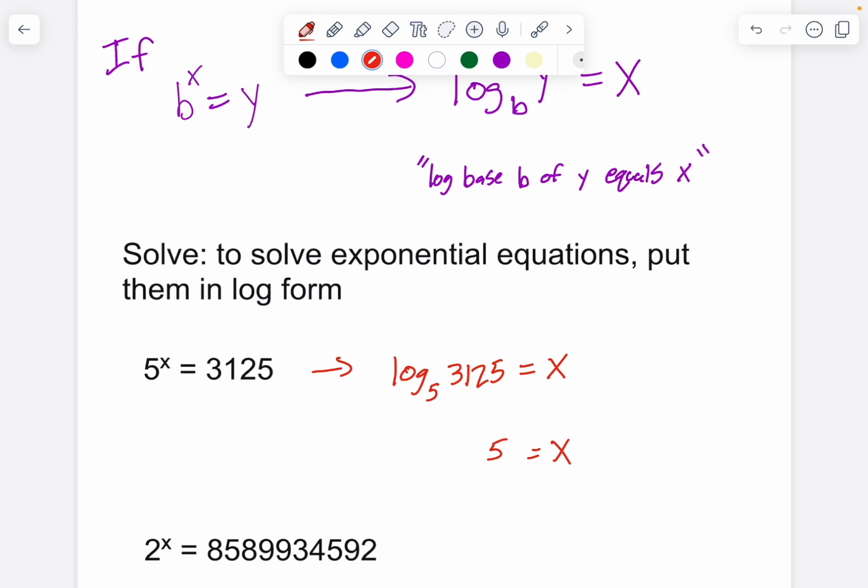If you don't have a TI Inspire and you aren't able to do a custom log, maybe you have a TI 30, you can do what's called the change of base formula. So your calculator strokes could be this. Every scientific calculator has a log button. You can do log of 3,125 and divide it by log of 5. It will yield the same result. It's more clicking, but it does allow you to do these problems if you don't have a TI Inspire.